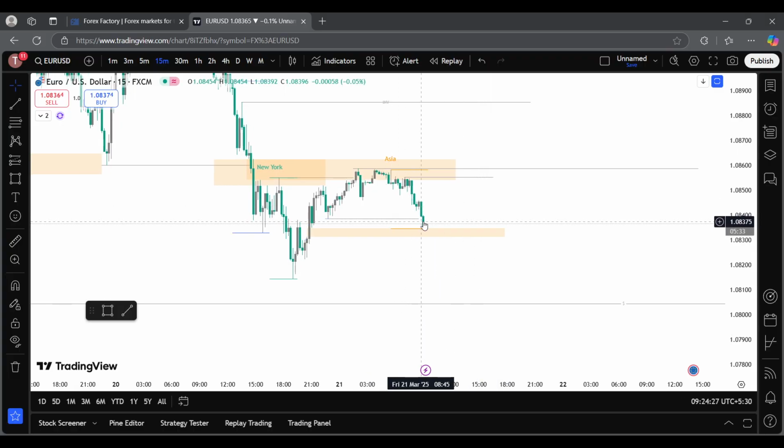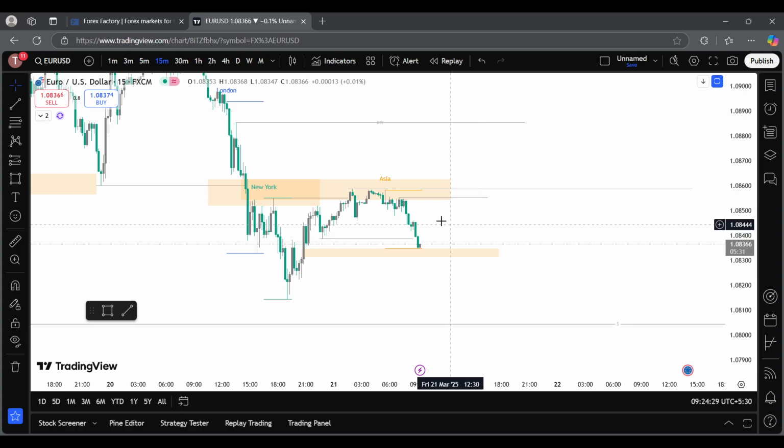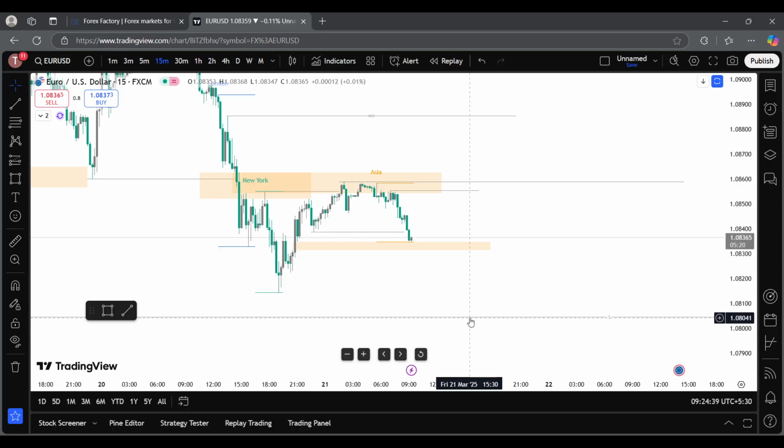If we are not going to get a close here, then most likely I'll be anticipating the price to move further to the upside, and then waiting for some kind of a strong low break, and then I'll enter the market till this weekly level. So this is pretty much it.